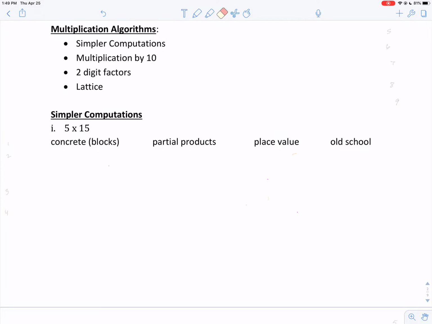In this video, we'll be doing multiplication algorithms, or just different ways to multiply. The first one we'll be looking at is simpler computations. So we're going to fill out this chart.